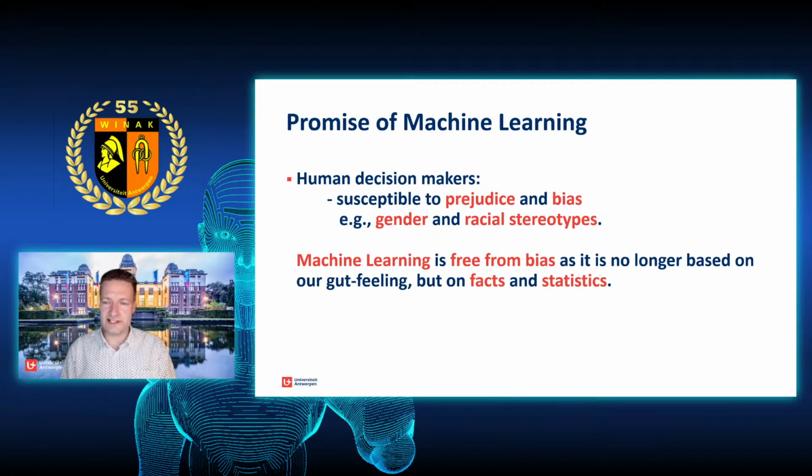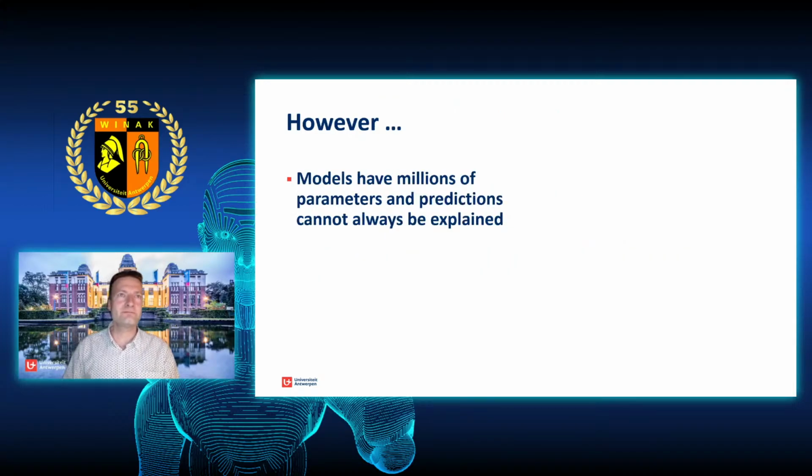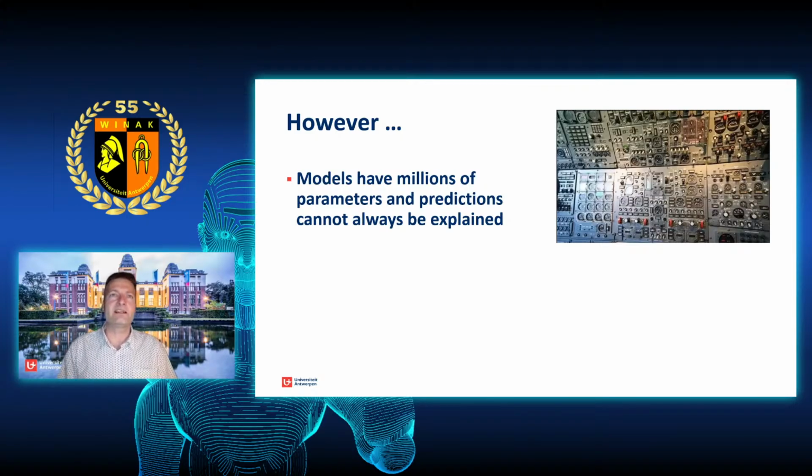However, unfortunately, that's not the whole story, because models will have millions of parameters and predictions cannot always be explained. The line that I drew on one of the previous slides, separating the muffins from the chihuahuas, actually looks more like this. I have models with not just one button or two buttons that I can tweak in order to find the best model, but I have millions of these buttons.